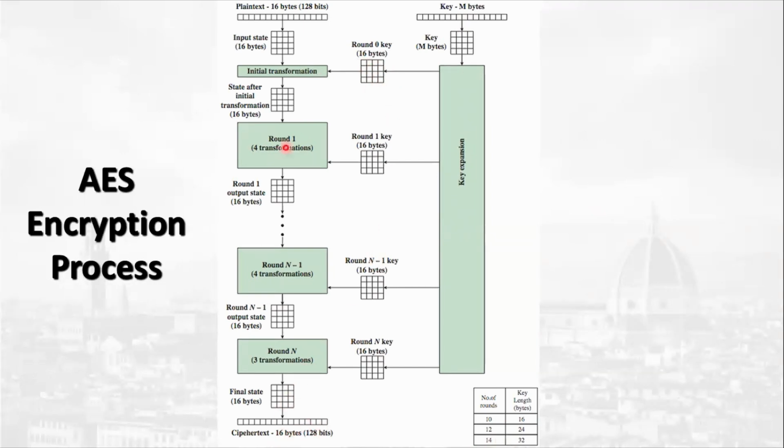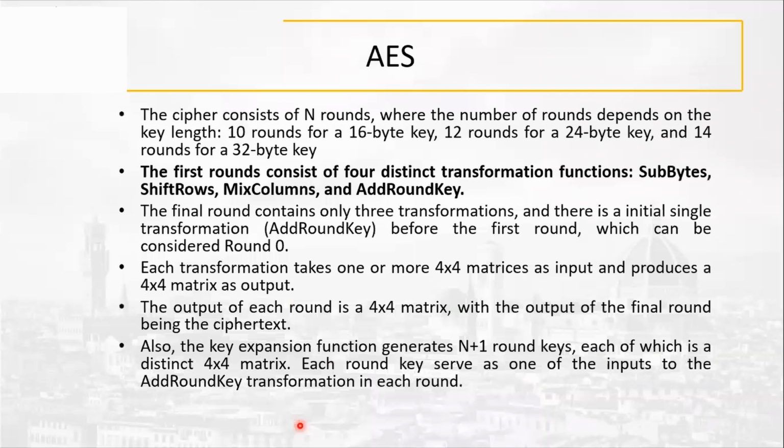And then after all the rounds, you will produce a ciphertext. Okay, so whatever matrix you are getting here will be a ciphertext. This is just a bird's eye view. We'll now see the actual steps. I have explained all these things. This is just for your reading.